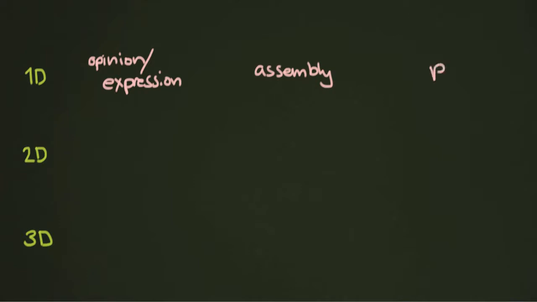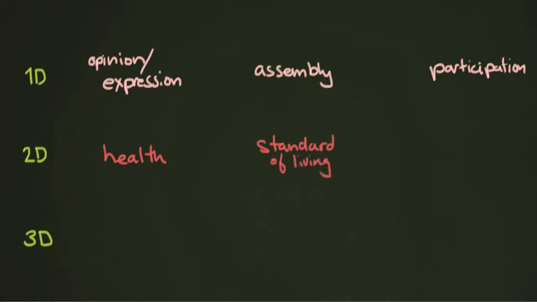And maybe your right to participation in processes. So things like voting, for example, would be maybe a right that would be included there. On the second dimension level, we're thinking about things like health. Thinking about standard of living, so right to an adequate standard of living. And we also have things like education.